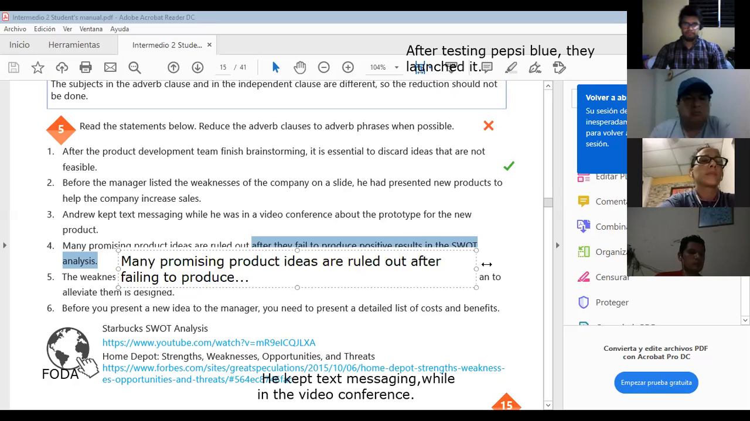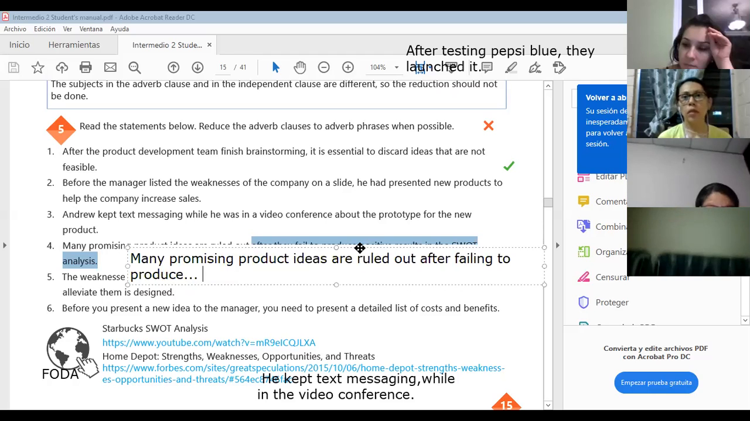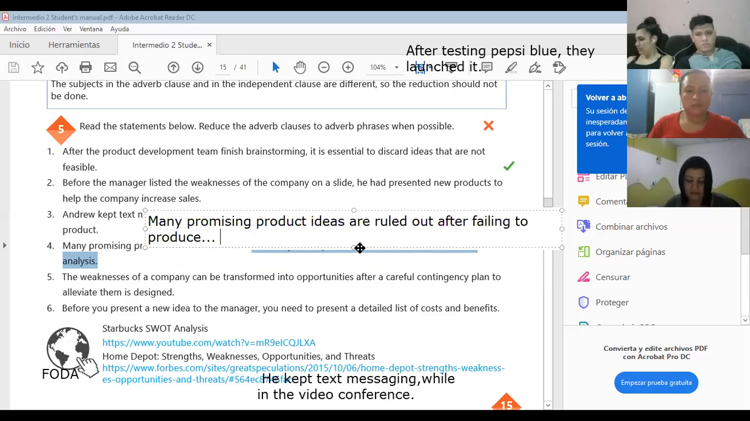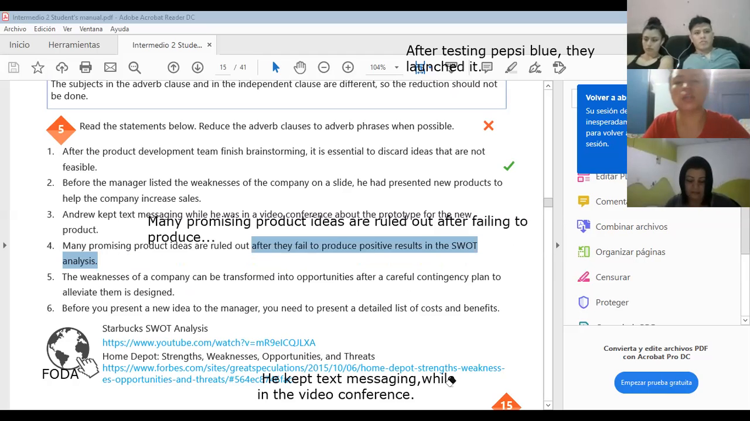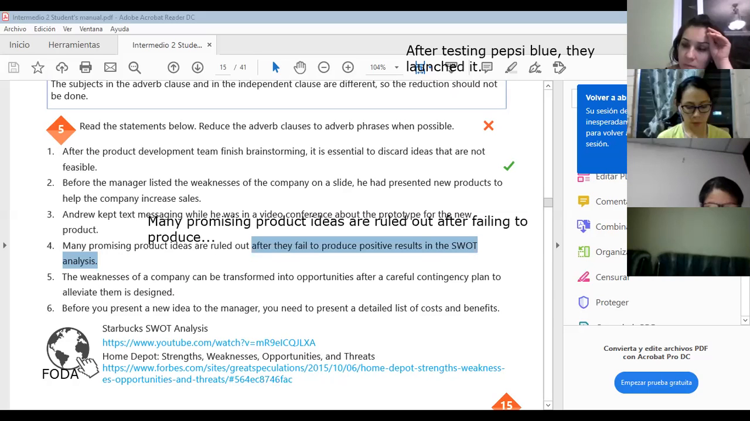Let's check on more examples. Hey, how about number five? Can somebody do number five? Let's ask Omar to read it, please. Omar, can you read number five? Omar, are you there? Oops, I think he's gone. So let's ask Camila, can you read, please?